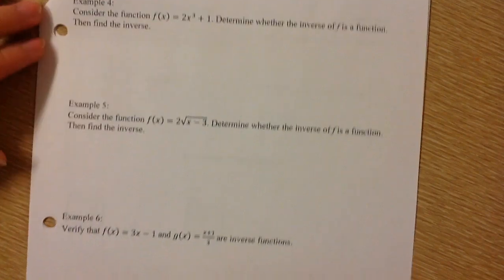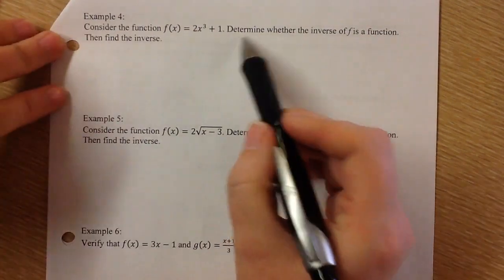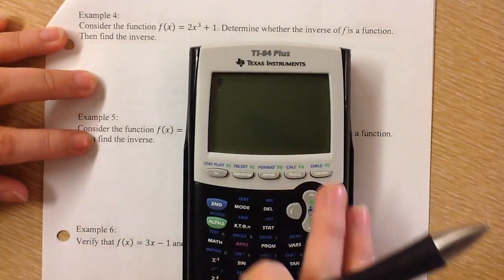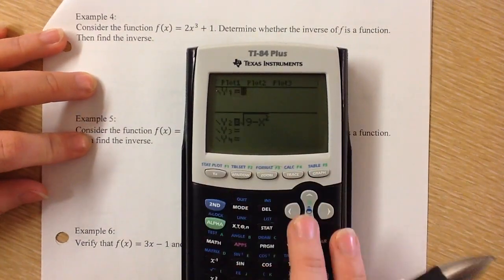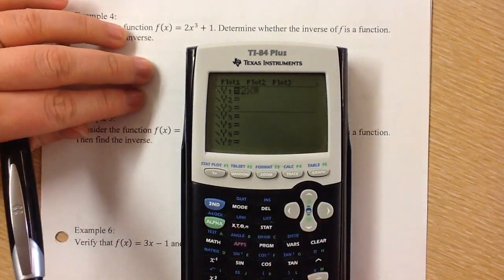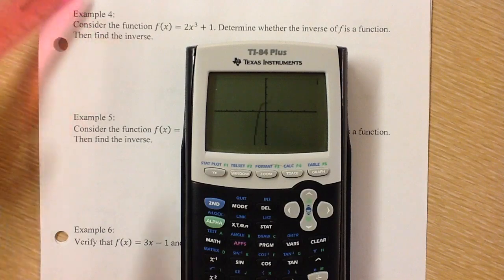Okay? Right, so now let's consider this function. Consider the function f of x equals 2x to the third plus 1. Determine whether the inverse of f is a function, then find the inverse. So let's determine, is that inverse a function? I'm going to do that by graphing it. So I'm going to look at 2x to the third plus 1, and we're going to see if it passes that horizontal line test.